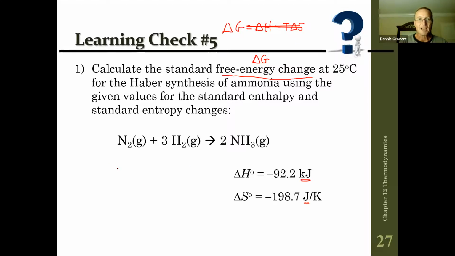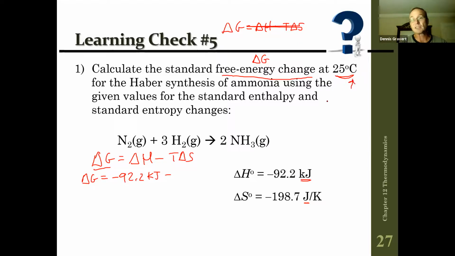Okay, so let's put it in here. Delta G equals delta H minus T delta S. We want this number, that's our unknown. Delta H is right here: delta G equals negative 92.2 kilojoules, minus T. What's T? Right over here, 25 degrees. But don't use Celsius, you must always convert. Got to match your units. Entropy is not in degrees Celsius, it's in Kelvin. So 25 degrees is equal to, add 273, or just remember 298.